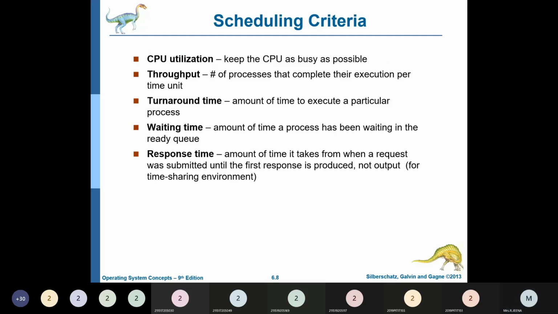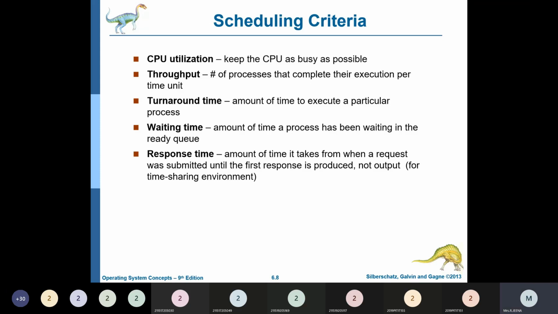Then how are these scheduling algorithms selected? There are many factors on which CPU scheduling algorithms are selected. There are many CPU scheduling algorithms like first come first serve, round robin, and so on. Then how to choose one? That is based on these criteria.